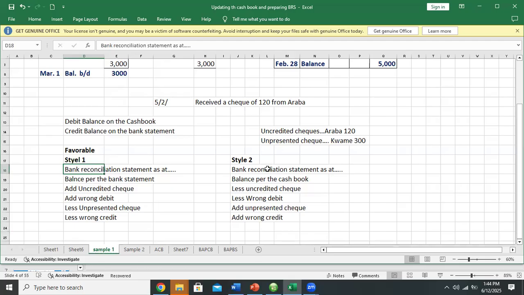Okay. Please, question time. Cyril, Adam, Ashley, Alexia, do you have questions for me? If there are no questions, then professors, I think I'll end here. I'll take a snapshot of the format and put it on the page for you to go over. But I really want you to understand why we were adding or lessening this unpresented check or uncredited check.